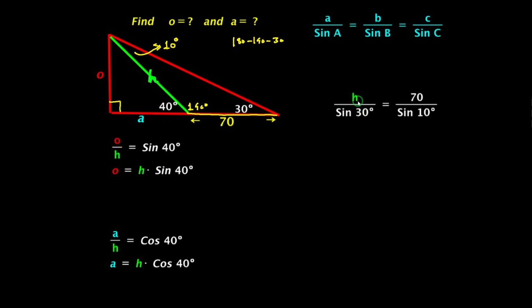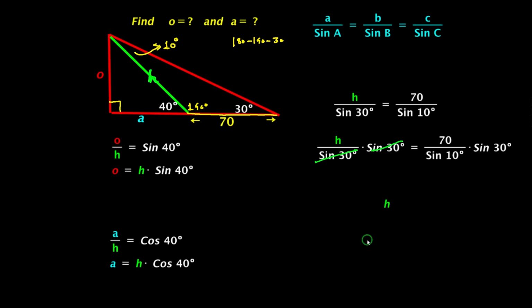Before we plug in values, we have to isolate H. So we need to multiply both sides by sine 30, the left side by sine 30 and the right hand side by sine 30. That will cancel the denominator of sine 30 from the left side. So the value of H is 70 times sine of 30 over sine of 10.